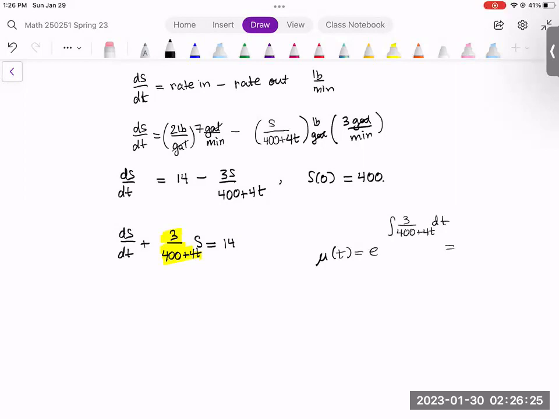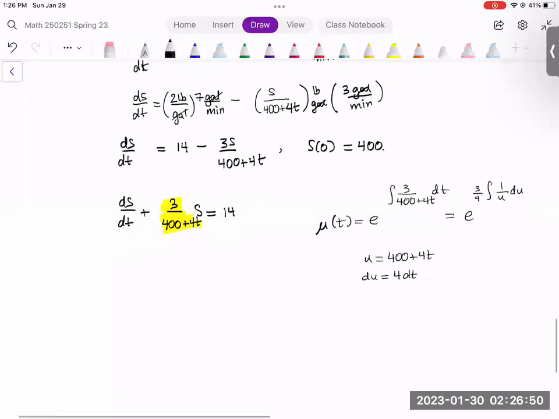And this is just a little u sub. We're going to let u be equal to 400 plus 4t, and our du be equal to 4 dt. So this will be e to the 3/4 the integral of 1 over u du. And now that is an integral that we know. That's just the natural log of u. So we have e to the 3/4 natural log of 400 plus 4t.